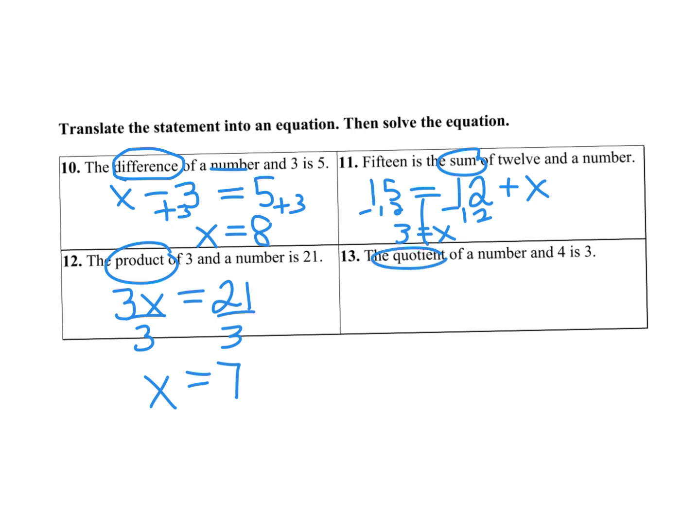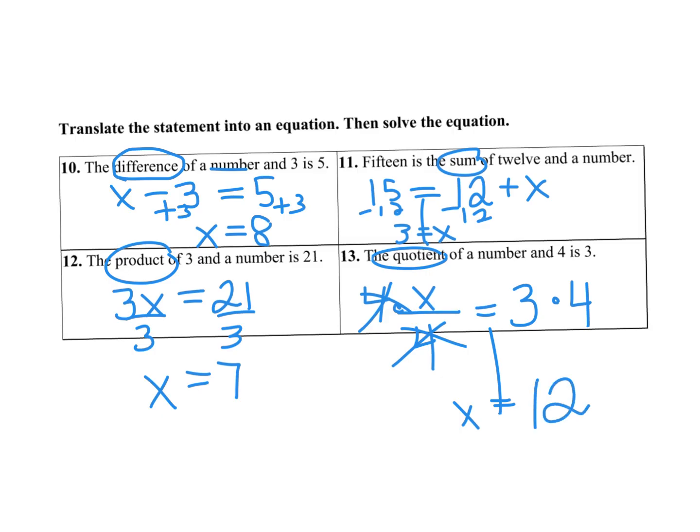And finally, quotient is division. So we have the quotient of a number and 4 means equals, is 3. To get x by itself, I would multiply both sides by 4. To undo dividing by 4, we multiply by 4. And we'll get x equals 12.